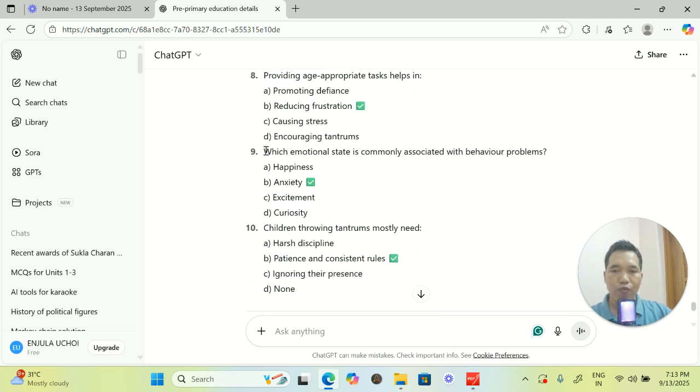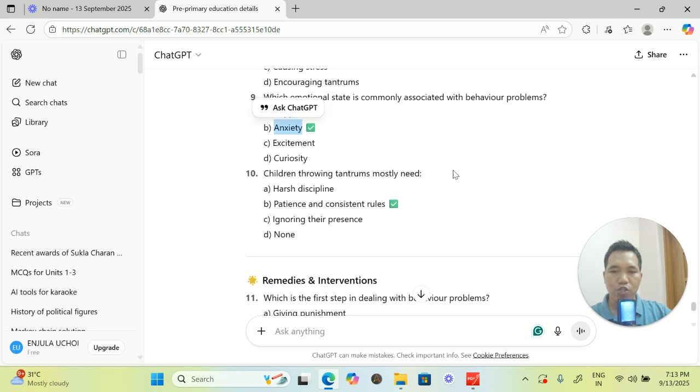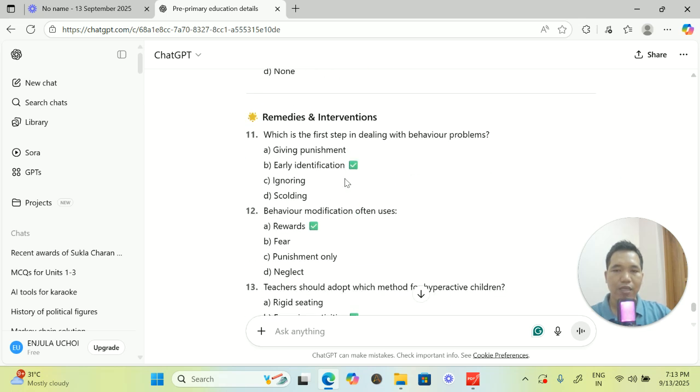Look here, which emotional state is commonly associated with behavior problems? So this is anxiety, it's already there. I have given it as the answer. So based on this, they have given the important points.